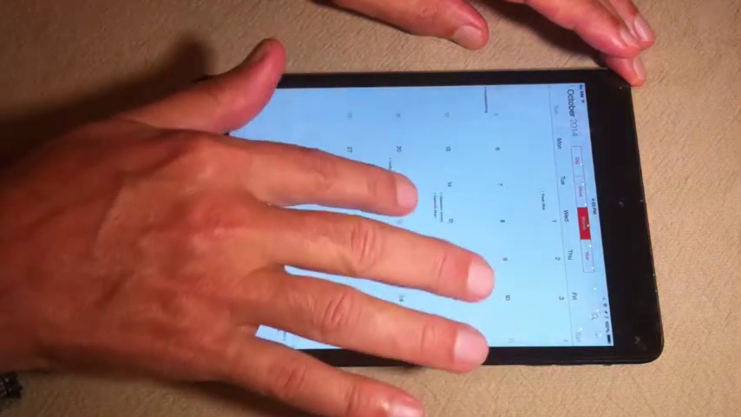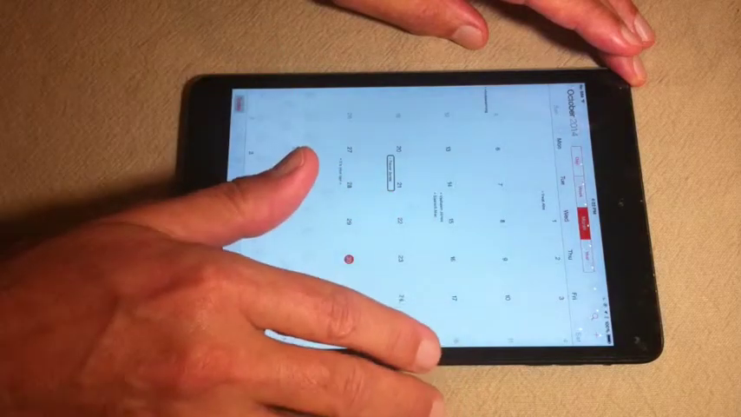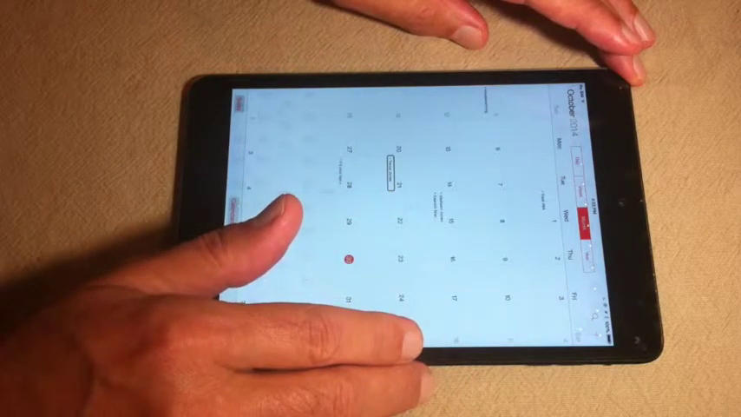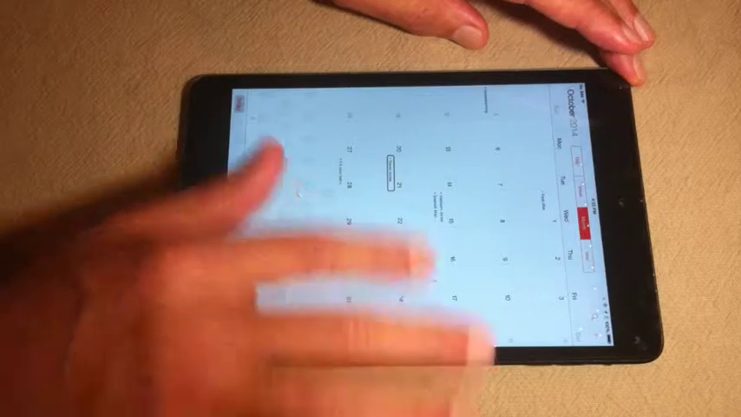Thursday, Friday, October 17th. I have to know where things are. For example, if I think I have something on the 15th, I have to get to the 17th or the 13th or whatever and flick left.